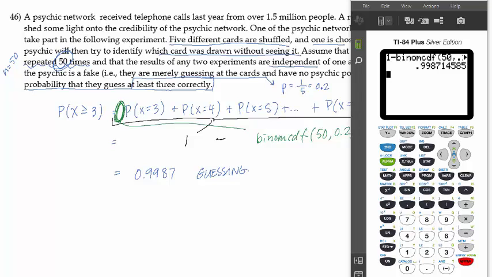So just in guessing, we would expect the psychic to get at least 3 out of 50 cards right. That guessing business helped us talk about this probability. Then we could start to discuss whether or not they do any better than that. If they can do better than that, then maybe they're not guessing.